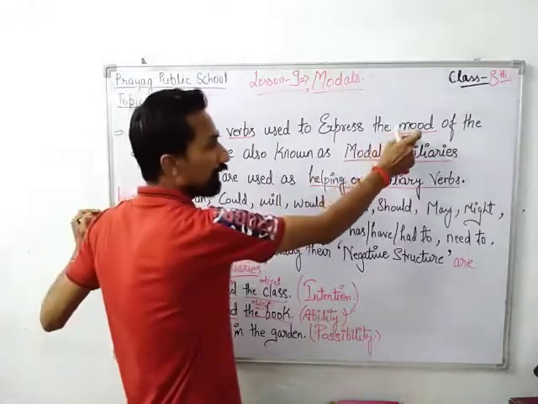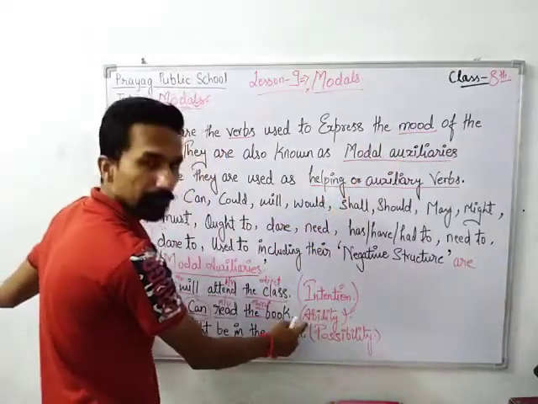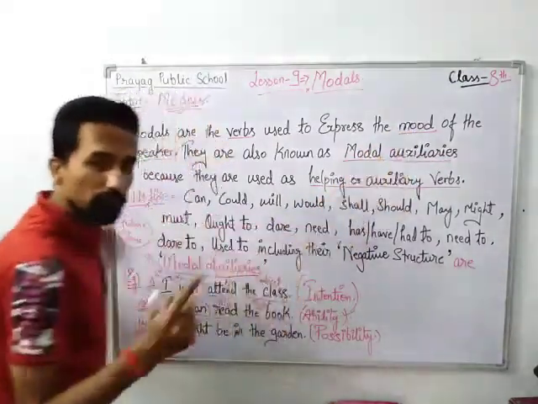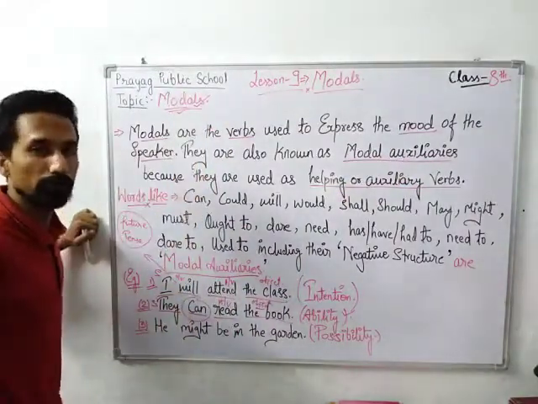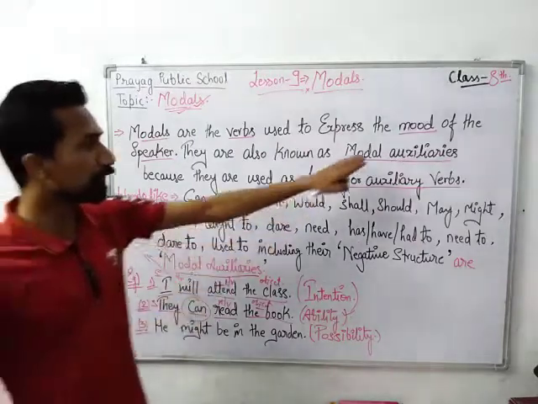That means this can is showing not only the ability but it is also showing the mood of the speaker, and that is why this can is falling under the category of modal, right? Why? Because it is expressing the mood of the speaker.